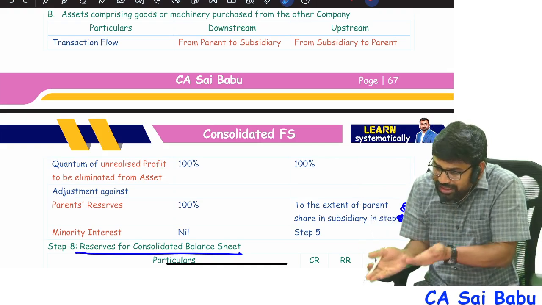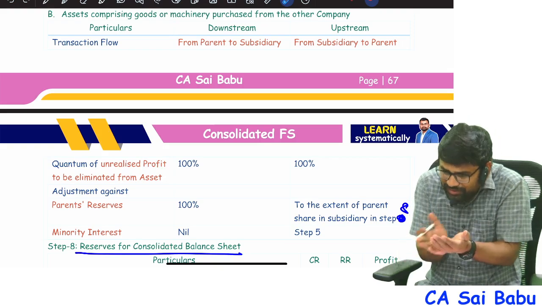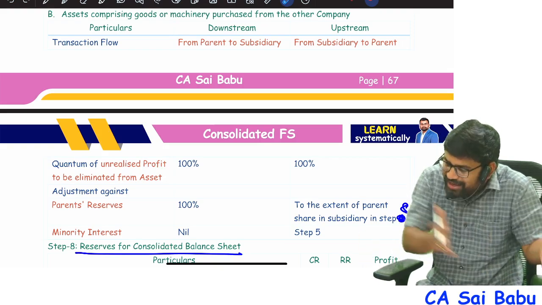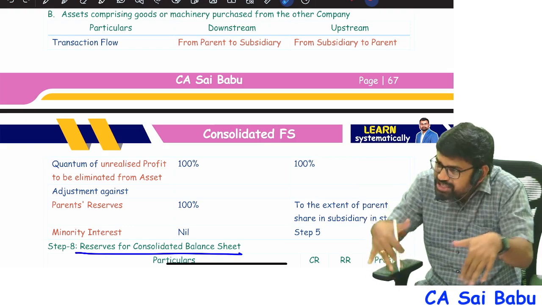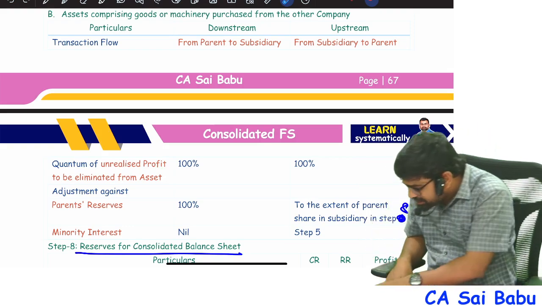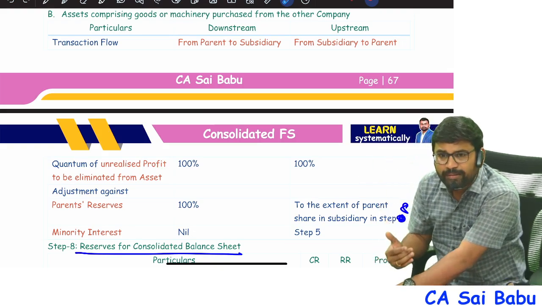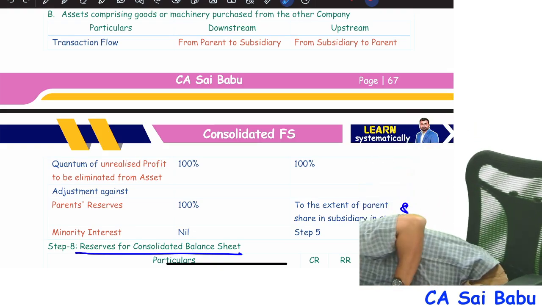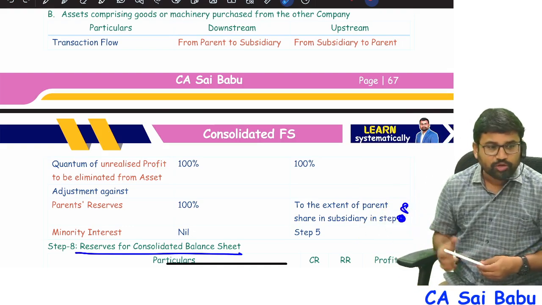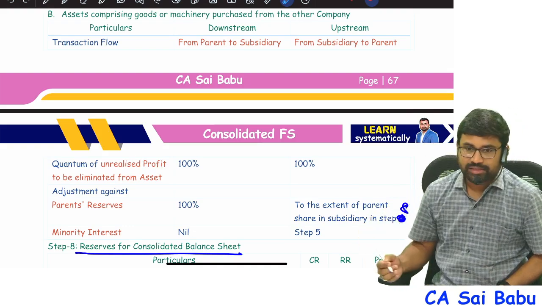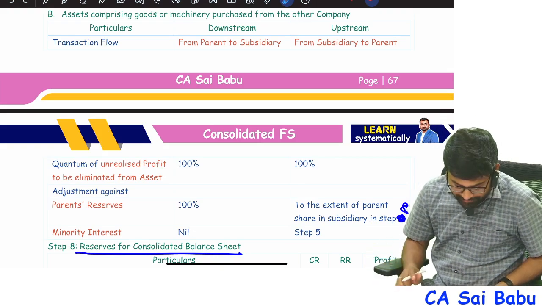So therefore, in the profits of subsidiary, which is already shared between the parent and minority interest, there is an unrealized profit. Why unrealized profit? Because goods are sold by, 1 minute. Goods are sold by whom? Subsidiary to parent. The profit we will eliminate from both of them.